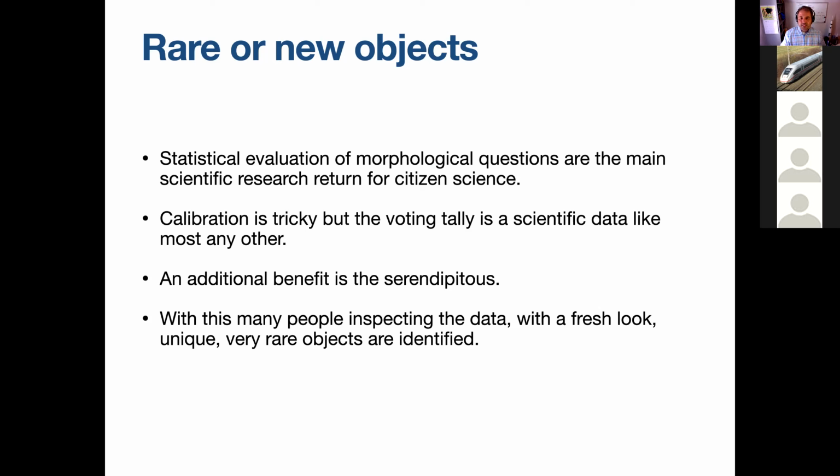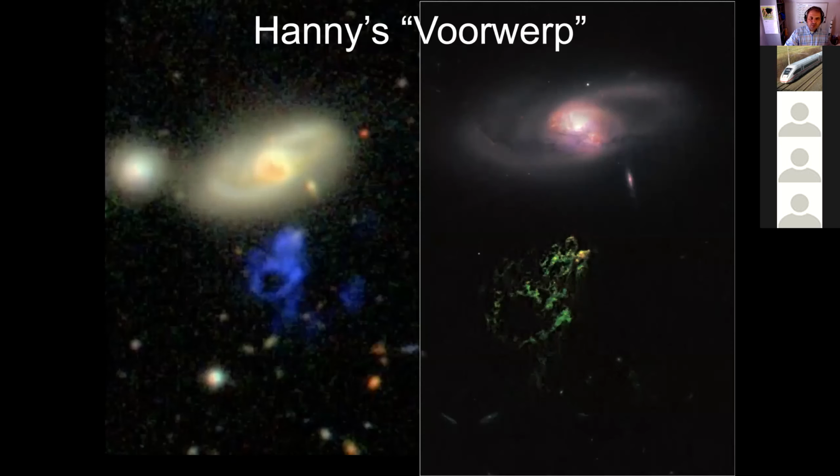The other benefit is that you get serendipity. You get serendipitous discovery of weird objects. With so many people looking at it and so many people going, huh, what's that? You get very, very rare objects. And so Hanny's Voorwerp is the typical example of that.